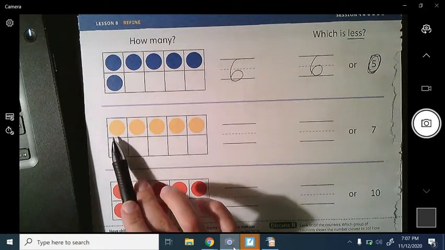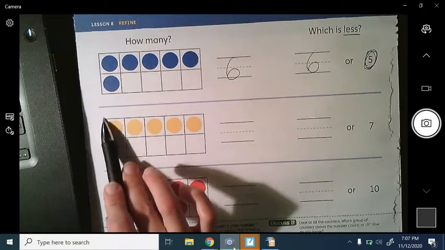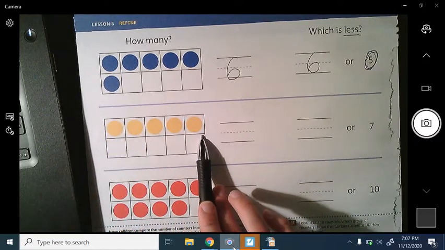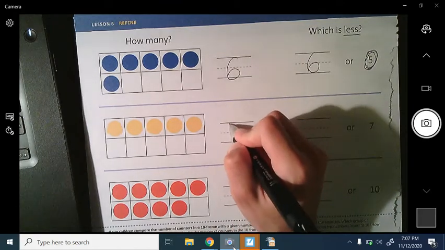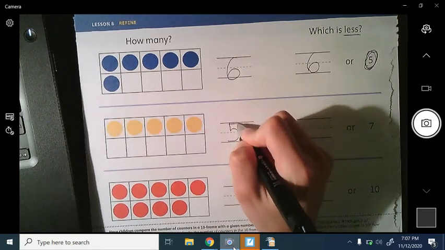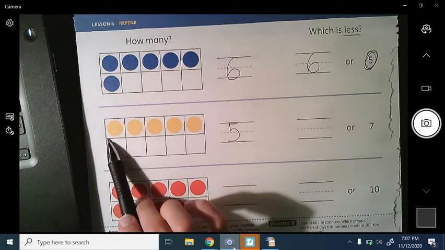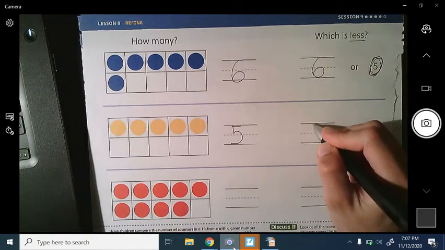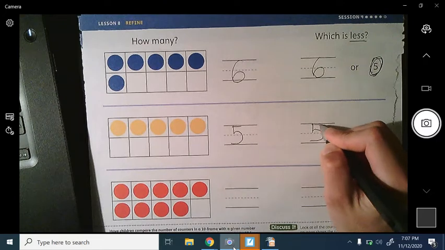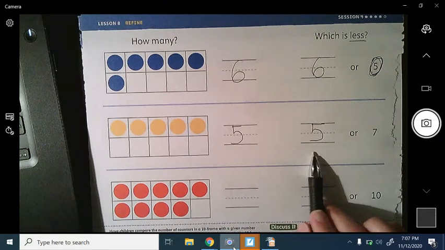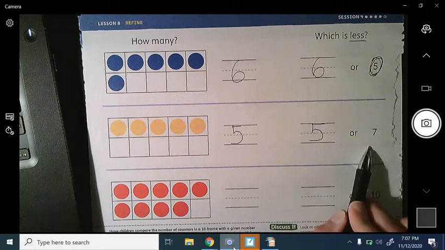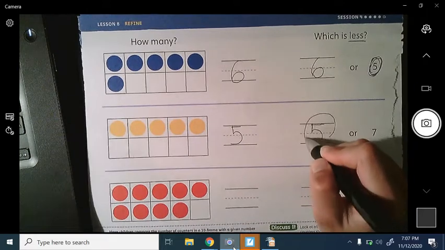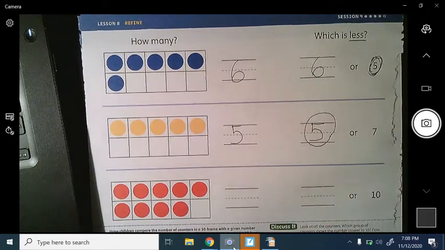All right. Ooh, boys and girls, without counting, can you say how many counters are in this 10 frame? Did you say 5 counters, boys and girls? Yes. Did you know that there were 5 because the top row is full? All right, I'm going to write the number 5 over here. Okay, we have a 5 and a 7. Boys and girls, which is less? Number 5. Number 5 is the smaller number.